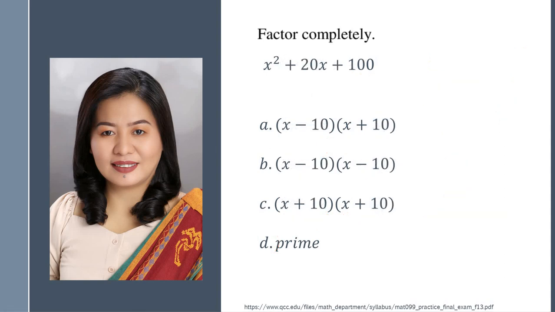Next, we have x squared plus 20x plus 100. So we have all positive signs, so we'll have to eliminate all answers with negative signs. And we'll have to check now our middle term if it will give us a 20x. So that's 10x plus 10x. Will that give us 20x? The answer is yes. So answer is letter C.